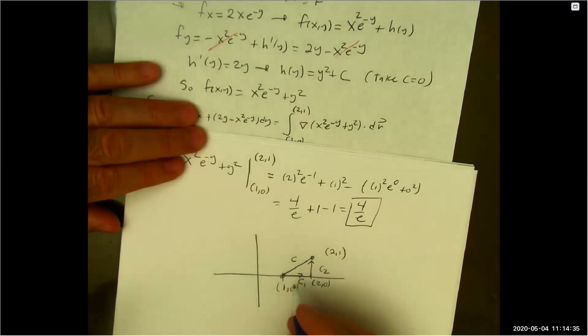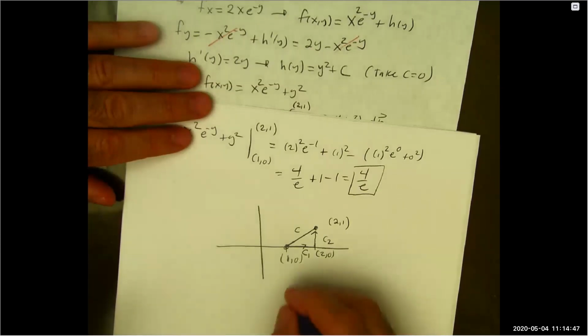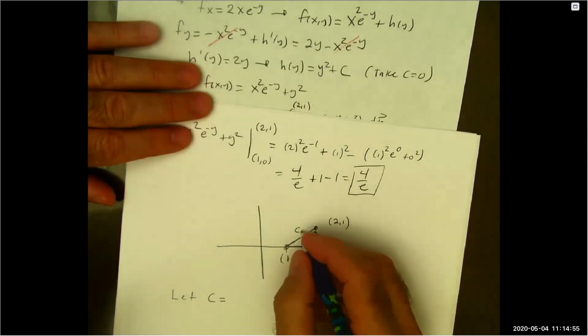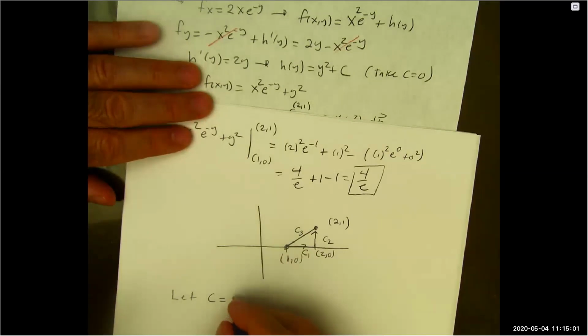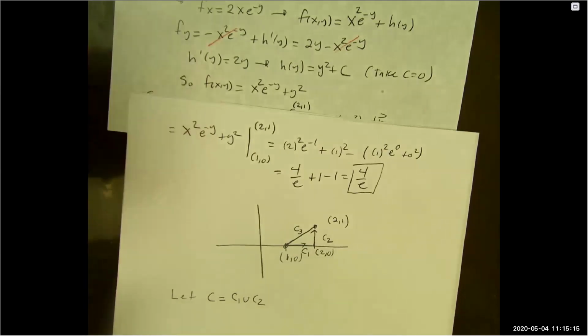So the easier way to do this one is to do the horizontal one followed by the vertical one, because that's going to make the integral easier. So let's see what happens. So what I'm going to do is let C equal, so let's call this C3 just so that it doesn't get confusing. This was maybe C3, the straight path. So let C equal C1 union C2. So what that means is that I'm going to go from (1, 0) to (2, 0) along the x-axis, and then I'm going to go straight up from (2, 0) to (2, 1), like that. So let's let C equal this path.